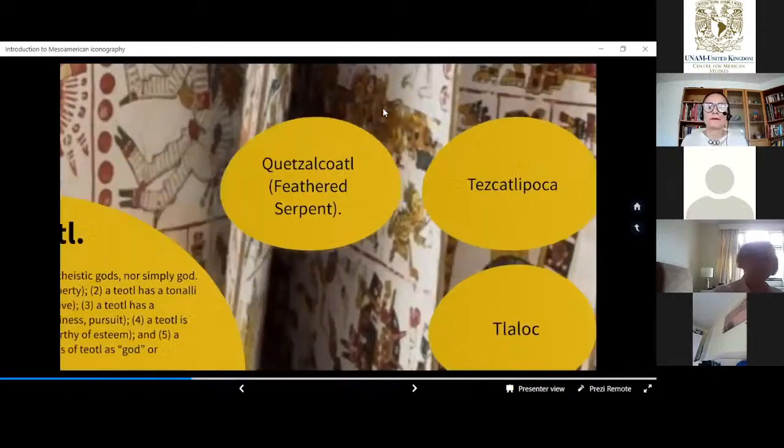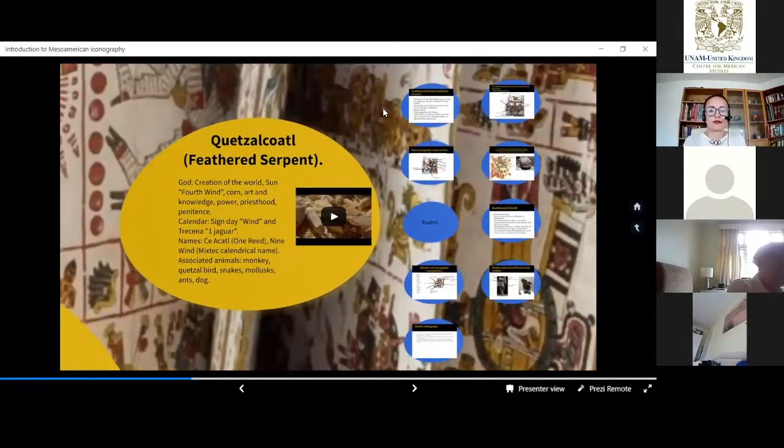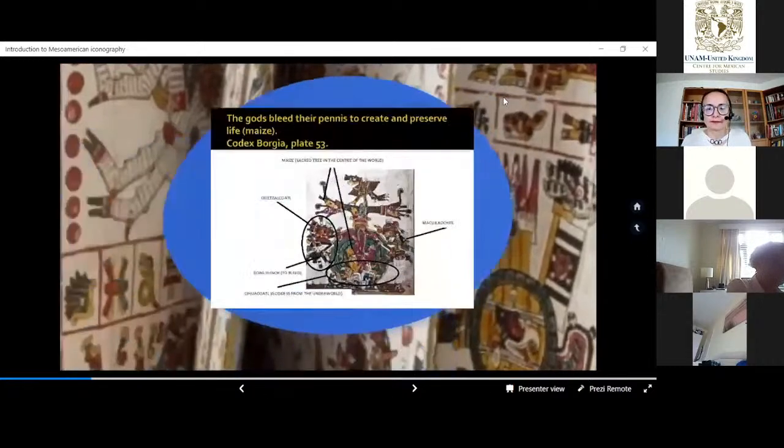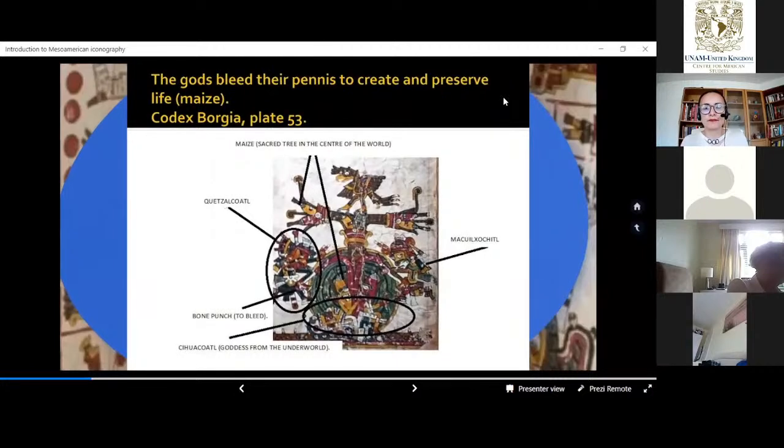So one example that I will talk about in this meeting is the feather serpent, because the feather serpent is one of the most important gods, or deities, or teotl in terms of Nahuatl in Mesoamerica. So we can identify this god. Well, first of all, we see here our character, that is Quetzalcoatl.